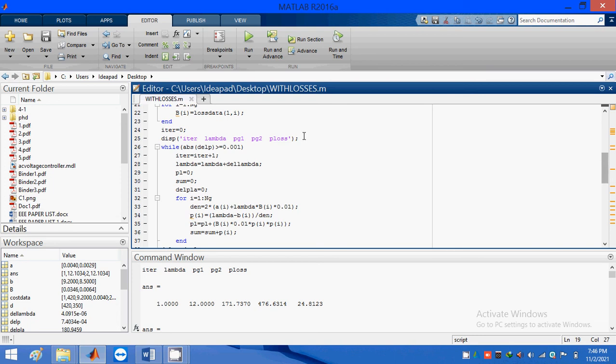After getting the power losses, I know the values of lambda for iterations 1 to 5, and also each generating unit's value, and the power losses.